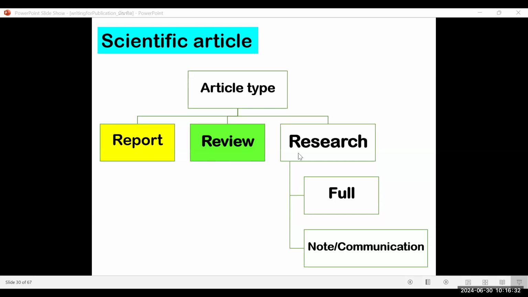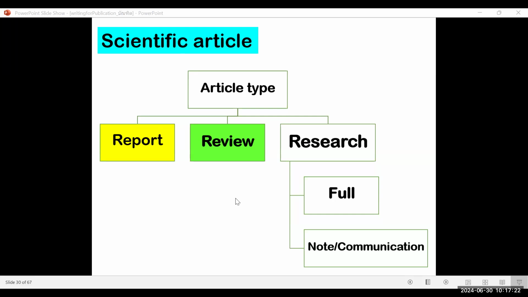Research articles can be a full research paper. Of course, all of us expect to publish our research work as full versions. Sometimes you may have seen some journals call research articles by a different name, like research note, research report, or research communication, but published in the journals. Note or communication depends on the publisher, on which word that journal would like to use to categorize. Note or communication is a mini version of a full article.